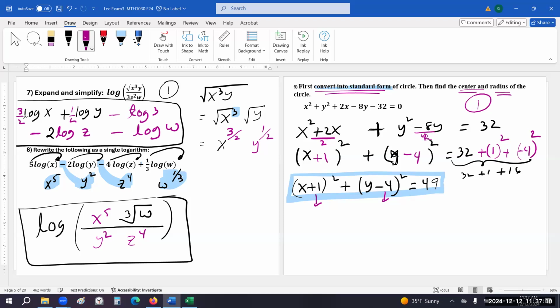So if you don't remember, then you set it equals 0 so that you can see what your center is. X is -1, Y is 4, so it's -1, 4. Your radius, you find your radius. And your radius is the square root of your right side, which is 7.